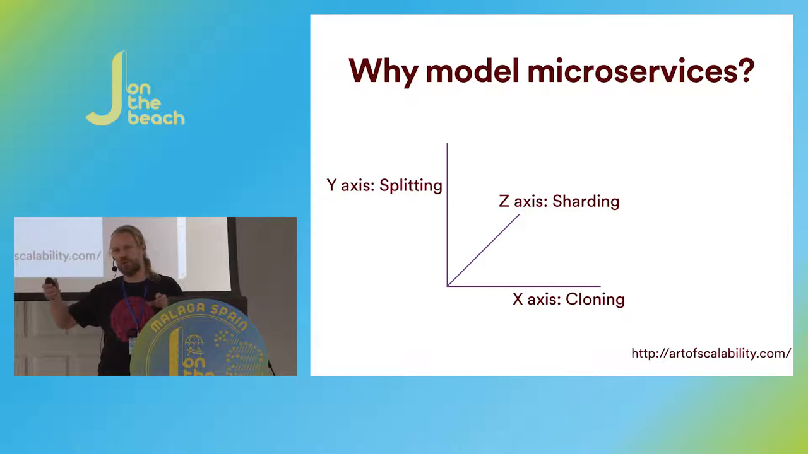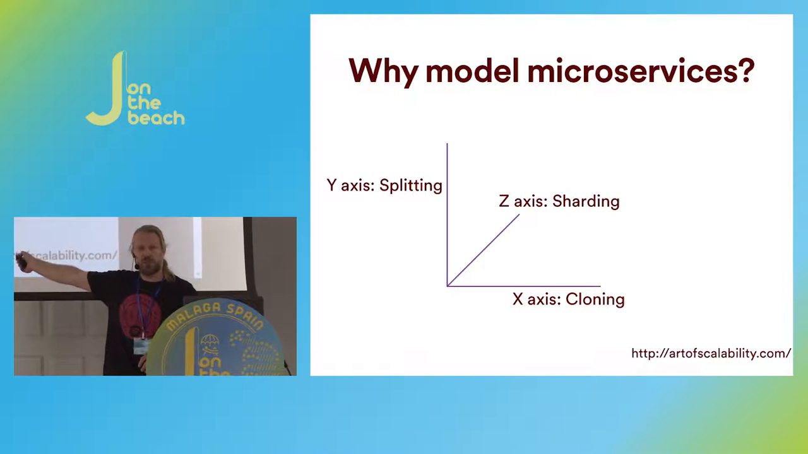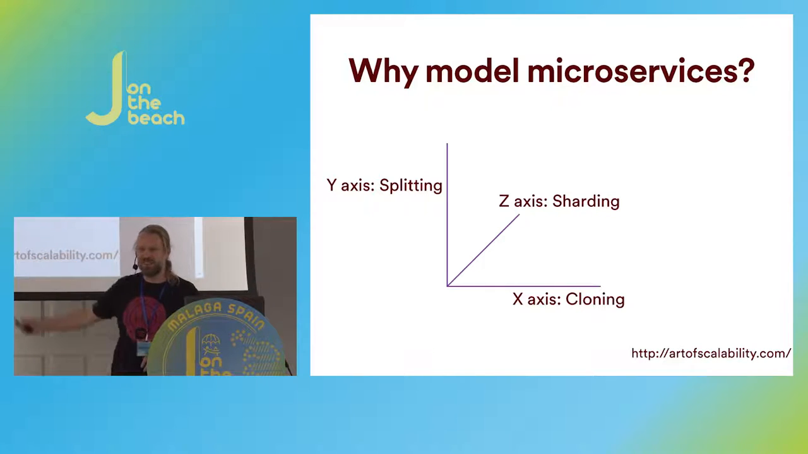If you imagine a system with a web server and a database, and the web server gets overloaded, then you make a copy, and another one and another one. That's scaling out on the x-axis, cloning. But then the database runs out of capacity. It always becomes the bottleneck, we know that.